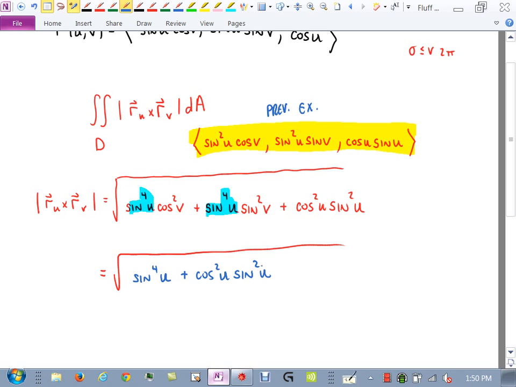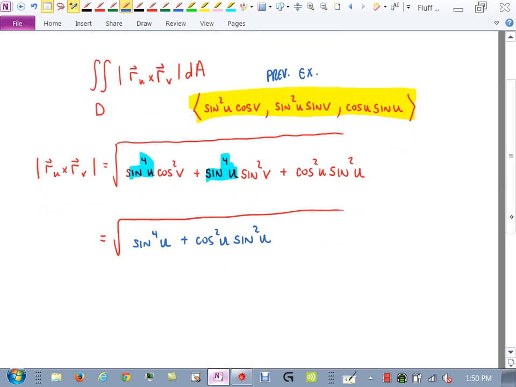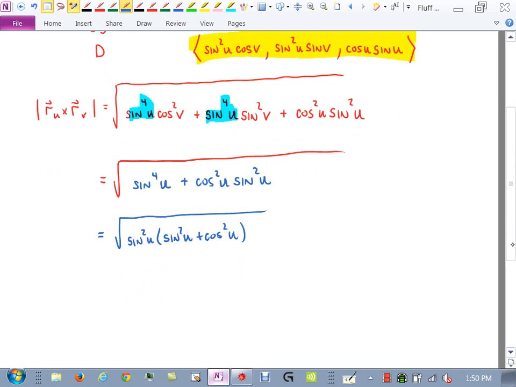What can I do there? Factor out a sine squared u. If I factor out sine squared u, I'm left with sine squared u plus cosine squared u, which is that's just a 1, right? So this just gives you sine u.